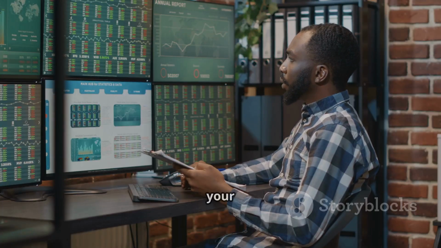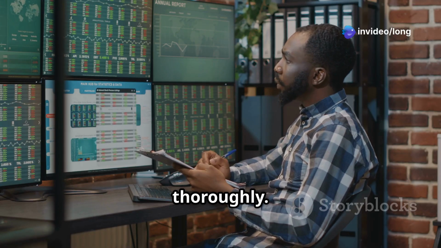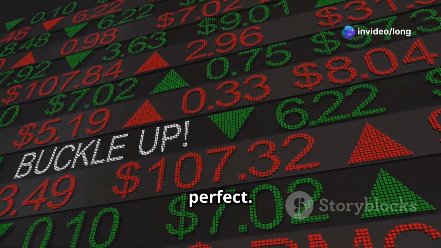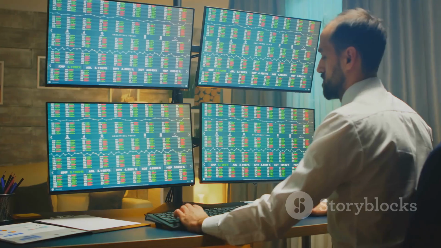It's essential to develop your own understanding of fractal analysis and backtest your strategies thoroughly. Remember, no trading system is perfect. Fractals can improve your success rate, but they don't guarantee profits.